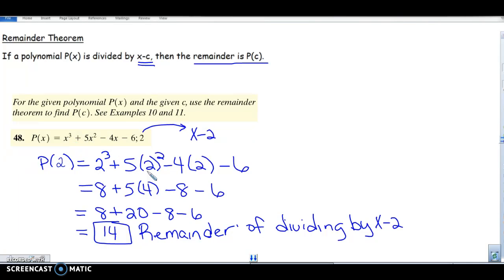So we have this. Following the order of operations, we do the exponents. 2 to the third power is 8. 2 to the second power is 4. And then doing the multiplication, this is what we end up with. And then adding and subtracting, we end up with 14 being our remainder. So if we had actually gone through the whole division process and divided this by x minus 2, we would have come up with a remainder of 14. So in other words, x minus 2 does not divide into that evenly.